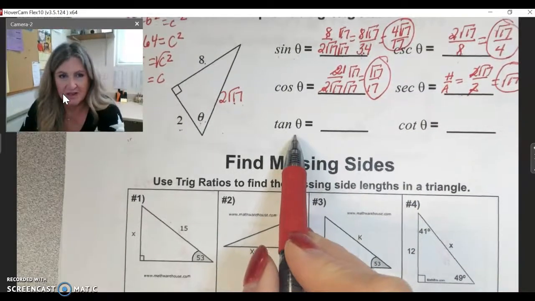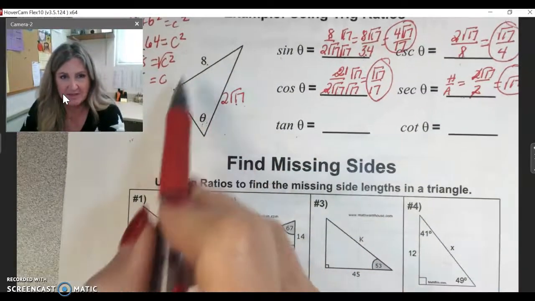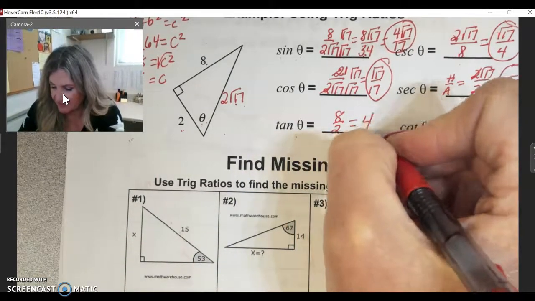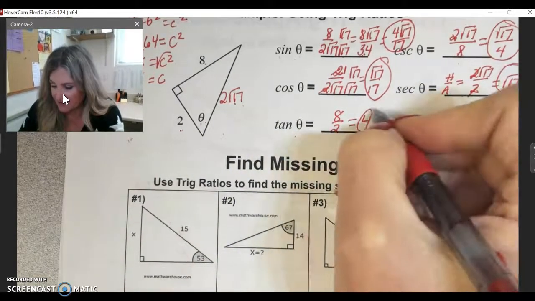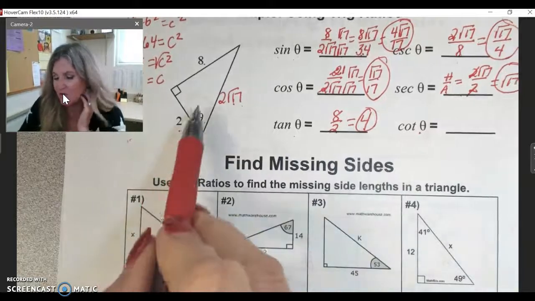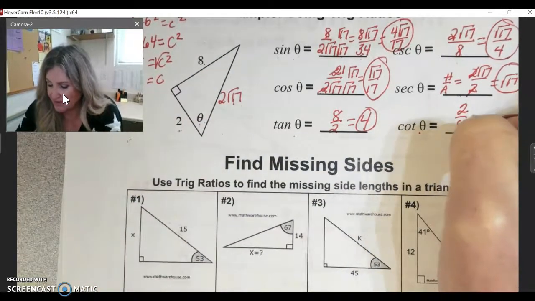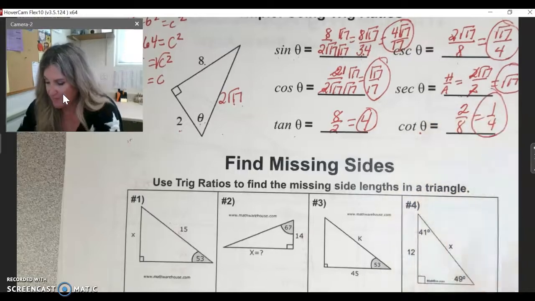And then tangent of theta, that's going to be our opposite over adjacent, so 8 divided by 2, and that's going to be 4. And our cotangent then is going to be the reciprocal of 4, or adjacent over opposite. So 2 over 8 is going to give us 1/4.